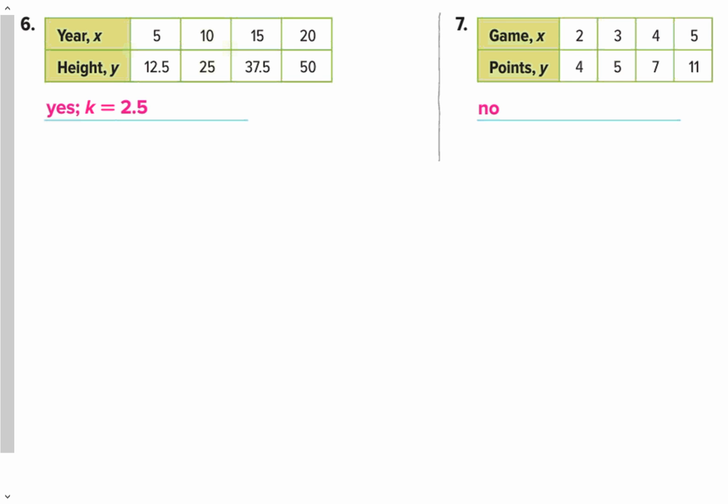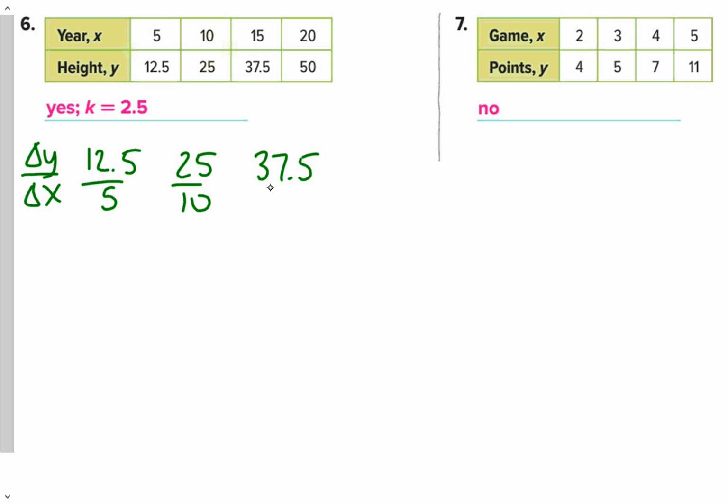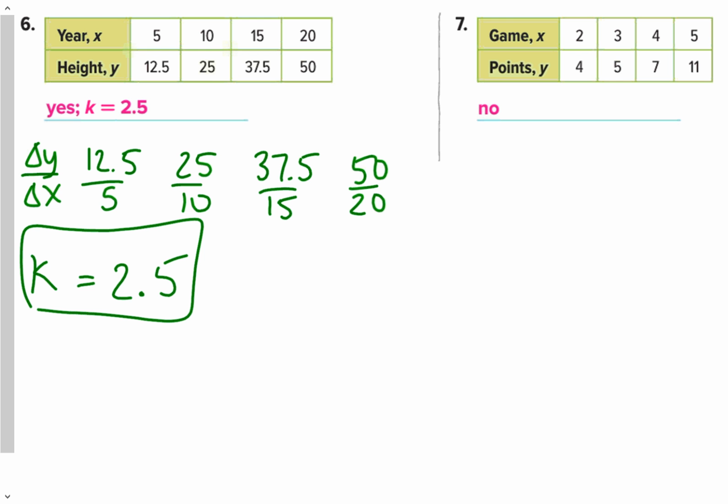Here's example number 6. Again, set up your y over your x. So 12.5 over 5, then 25 over 10, then 37.5 over 15, and 50 over 20. These all equal 2.5, so the direct variation, or what we like to call k, is 2.5.